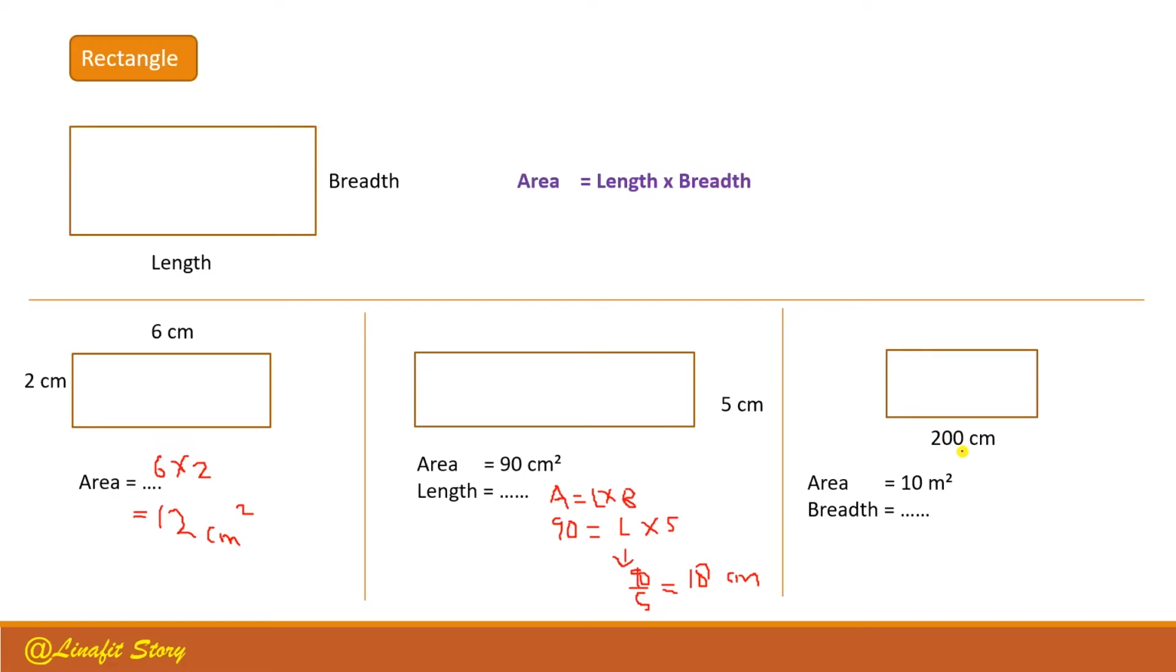And the next question is find the breadth of rectangle whose length is 200 cm and area is 10 square meters. This is square meter, this is cm. So we should convert cm to m. So 200 divided by 100 is equal to 2 meters.